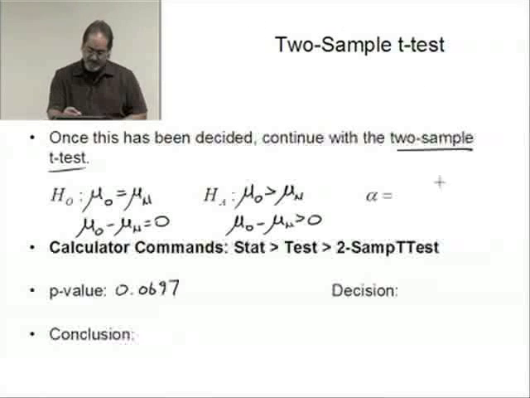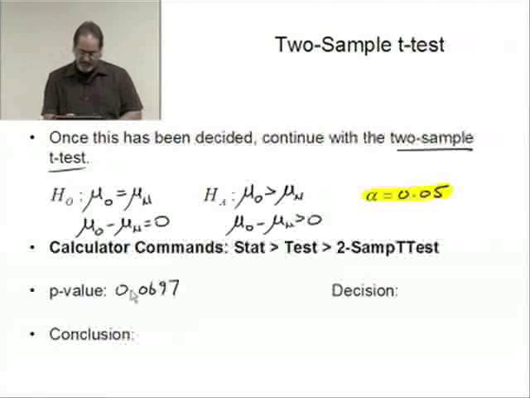Now, if I have an alpha of 0.5, whoops, that's not what I wanted. I just made a mess of that, but with the wonders of technology, it's very easy to fix. That's what I wanted. Now, I have an alpha of 0.5. This p-value is bigger. So my decision here would be to fail to reject.